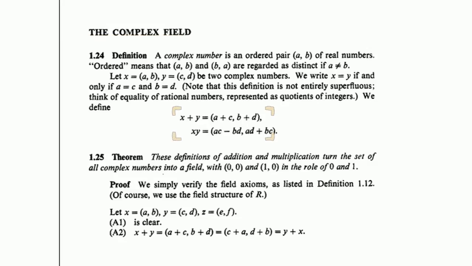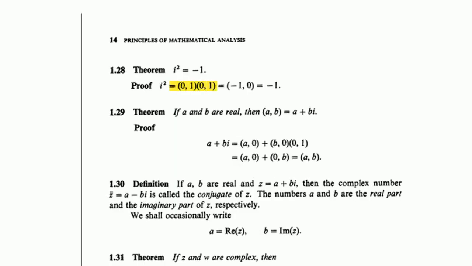Definition 1.24 lays out the exact operational rules for how to add and multiply these specific ordered pairs. If we define the imaginary unit i as the coordinate pair 0, 1, applying those multiplication rules mathematically proves theorem 1.28, i squared equals -1.